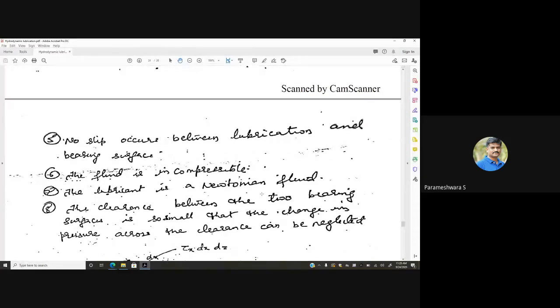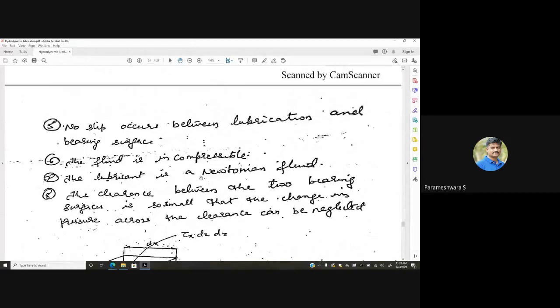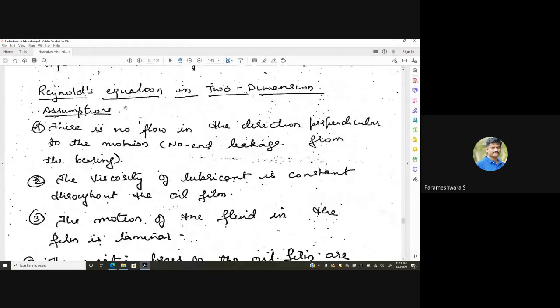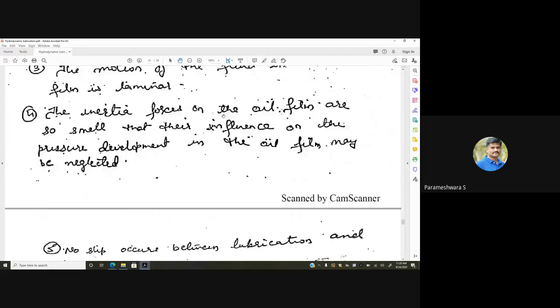And the clearance between the two bearing surfaces is so small that the change in the pressure across the clearance can be neglected. So how many points are these? Eight assumptions are made for this Reynolds equation. At least you should mention 5 assumptions, if you can't remember all 8.